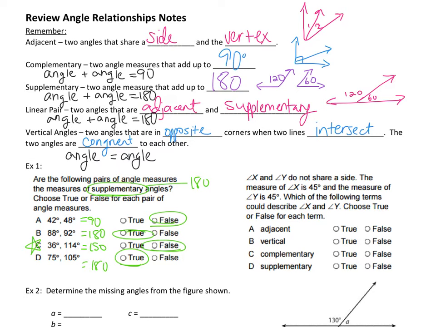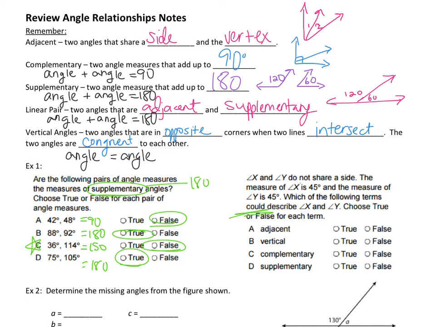This next example over here on the right is really 4 different questions, and we want to determine if these are true definitions or descriptive words to describe what's happening. So we have x and y do not share a side, and the measure of x is 45, the measure of y is 45 as well, so they're the same size, which the following terms could describe. So could describe angle x and angle y, and choose true or false for each item.